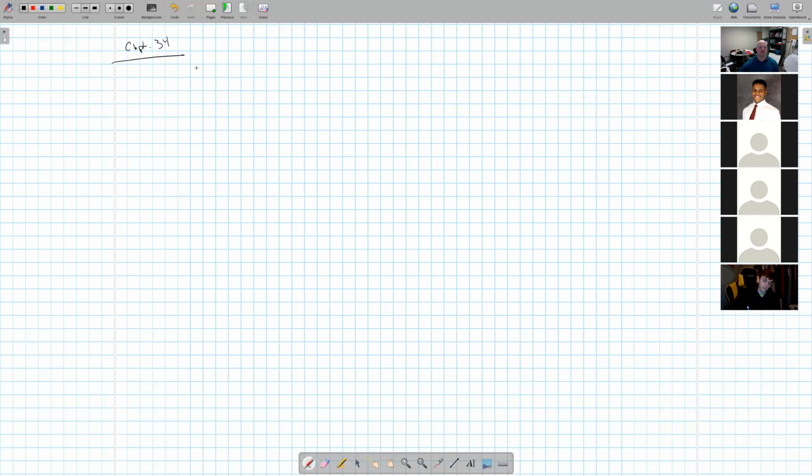So chapter 34, we have the mirror equation. The mirror equation says that 1 over the object distance plus 1 over the image distance is equal to 1 over the focal length. And the magnification M is equal to h prime divided by h, which is equal to negative s prime divided by s. Now notice that the mirror equation actually works for both plane mirrors and spherical mirrors.